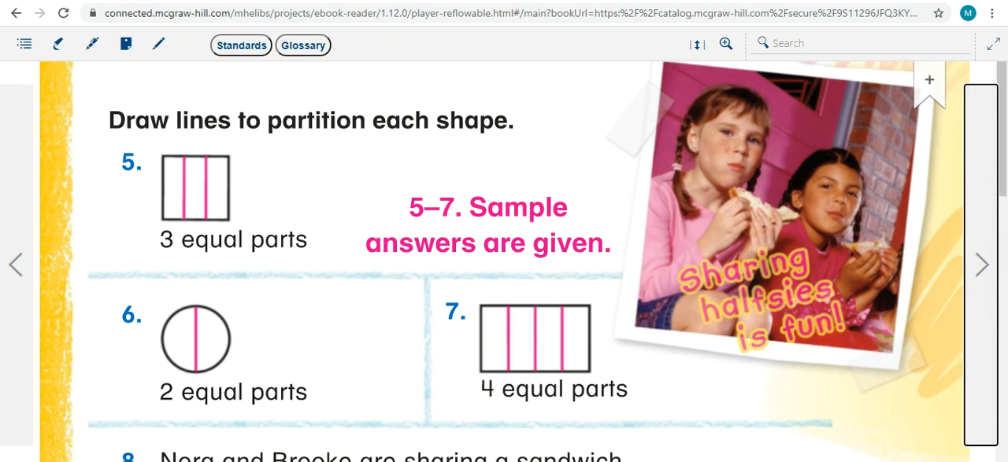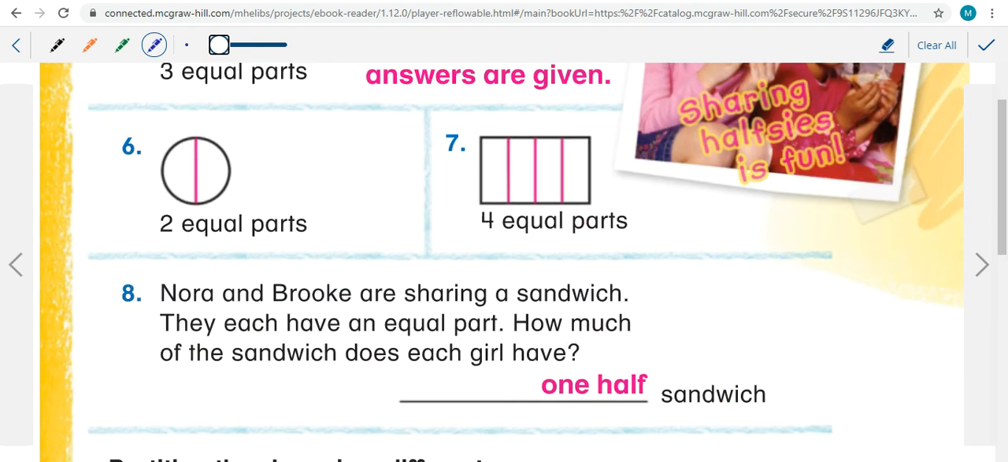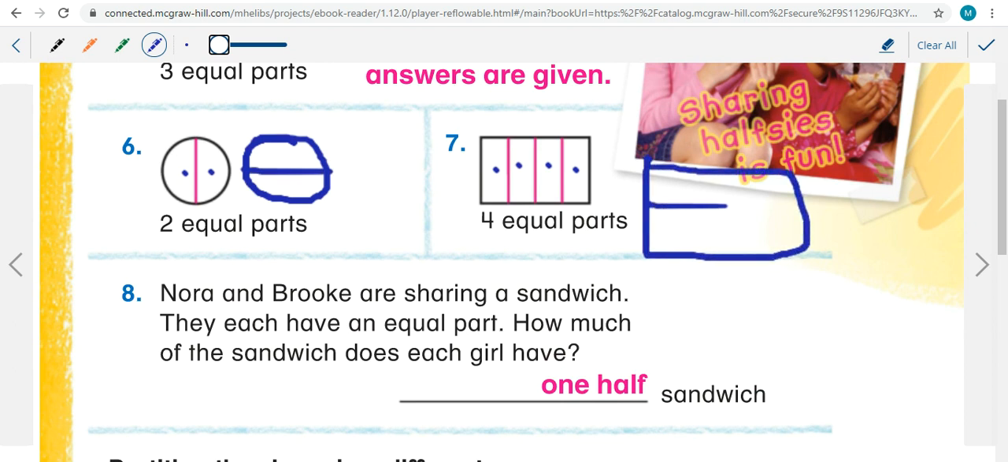Number 5, draw lines to partition each shape. Remember that partition means divide. Number 5, 3 equal parts. You can draw 3 equal parts in another way, like this. But remember that they have to be equal. Number 6, 2 equal parts. Number 7, 4 equal parts. You can also draw 2 equal parts like this. And you may also draw 4 equal parts like this. But remember that the parts have to be the same. They have to be equal.